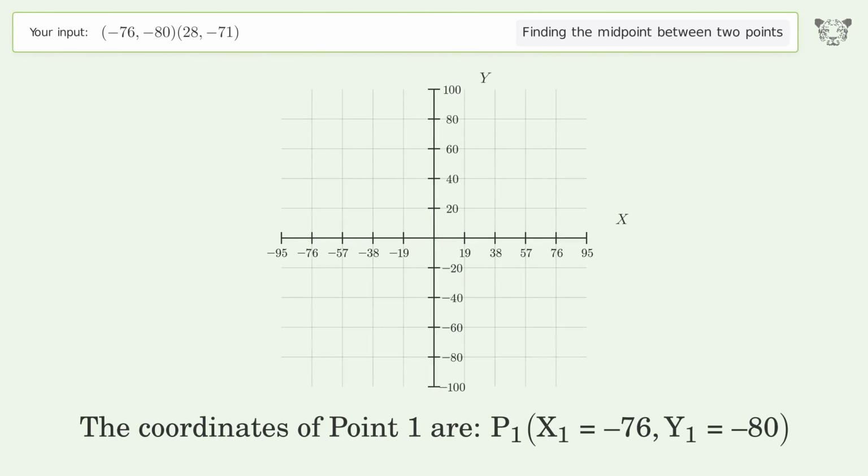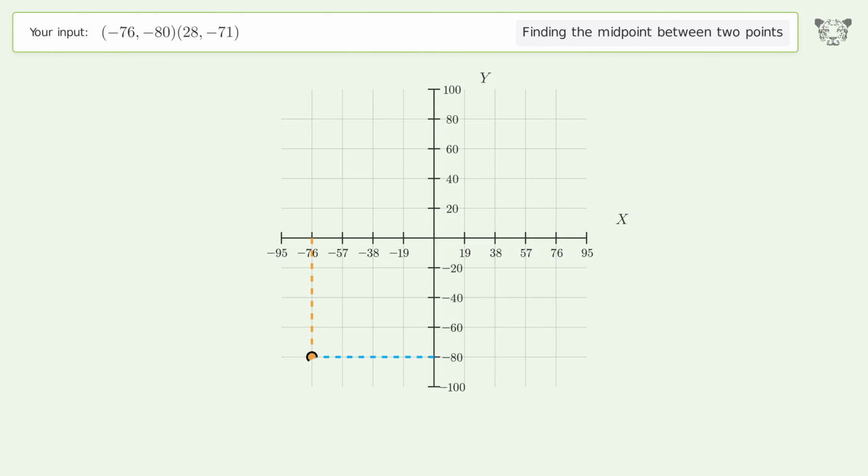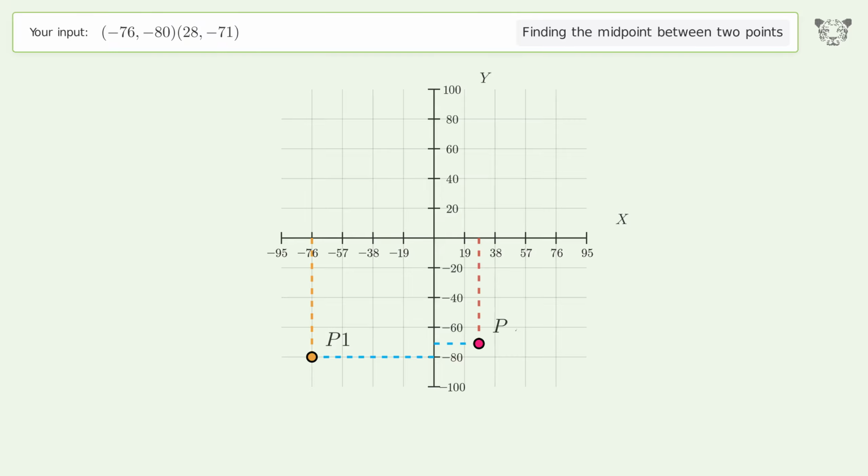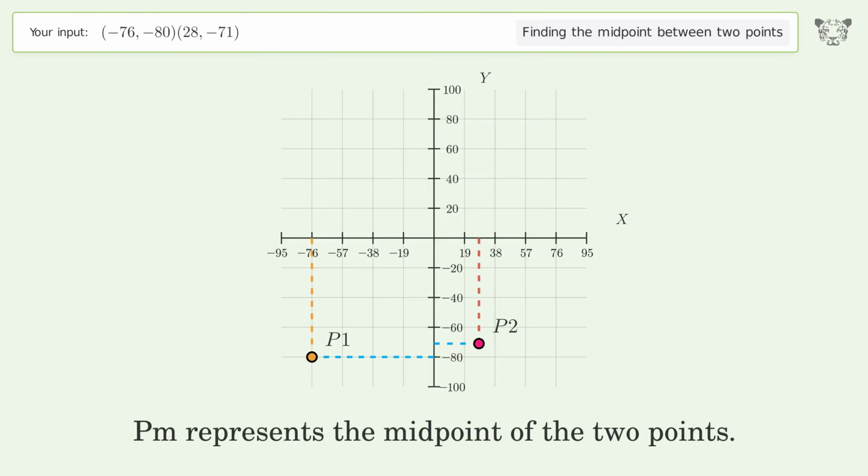The coordinates of point 1 are, x1 equals -76, y1 equals -80. The coordinates of point 2 are, x2 equals 28, y2 equals -71. PM represents the midpoint of the 2 points.